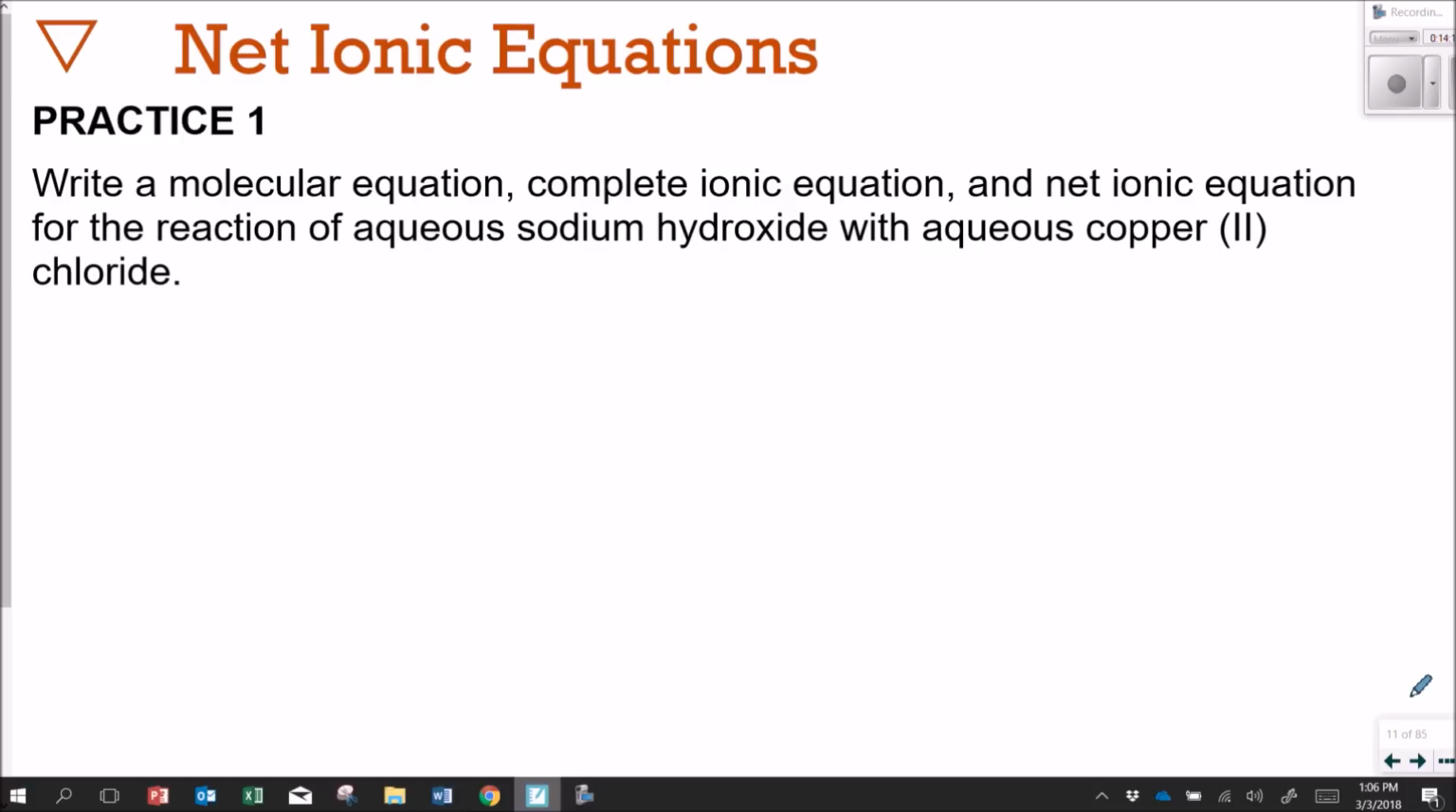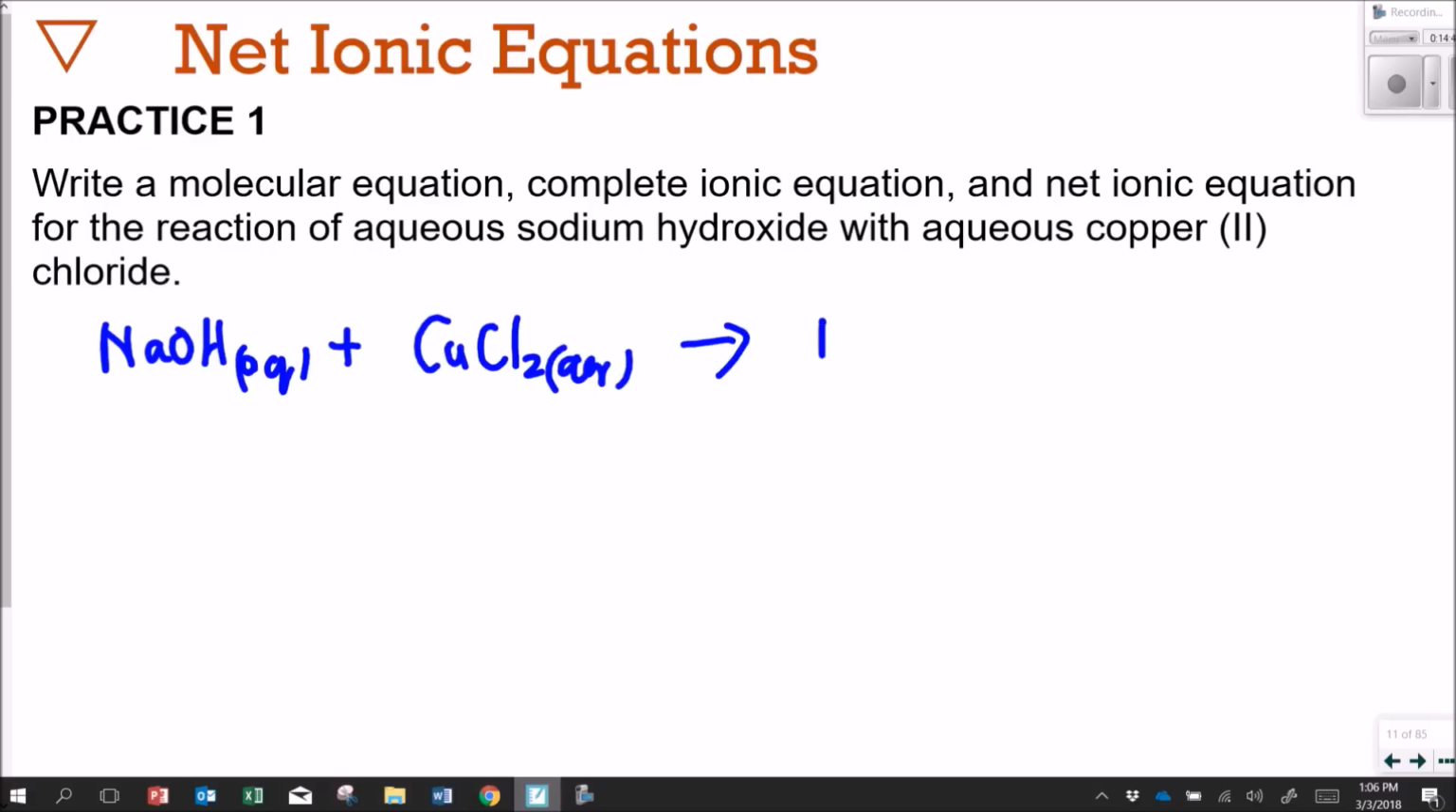Let's practice. We have sodium hydroxide reacting with copper(II) chloride. So we write the molecular equation. We have NaOH aqueous reacting with copper(II) chloride, so CuCl2. This will produce sodium chloride.